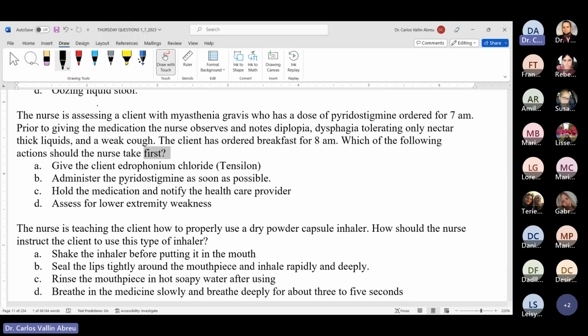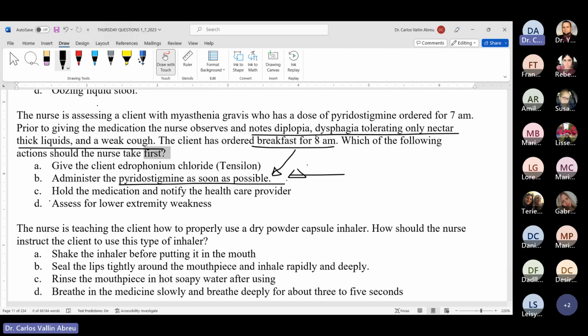The classical answer is to give the pyridostigmine before meals, so when the breakfast arrives, the client is strong and can consume the breakfast. The classical answer. But you need to be very careful. Is the client able to tolerate the oral pyridostigmine without choking? Can you harm the client by giving the medication orally? Is this client presenting a myasthenic crisis?